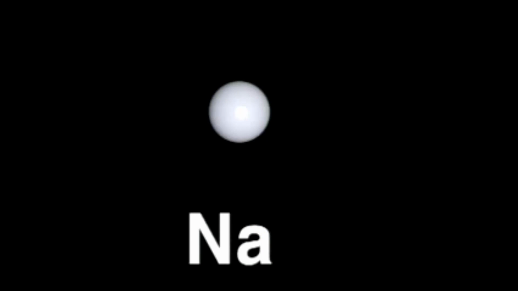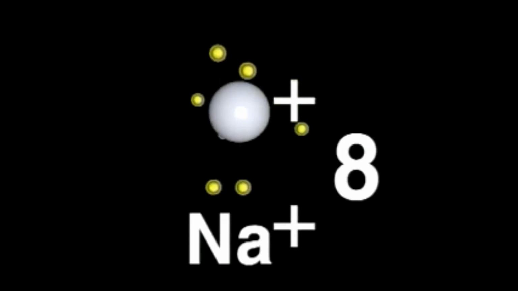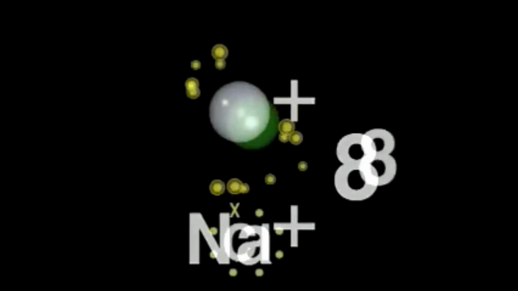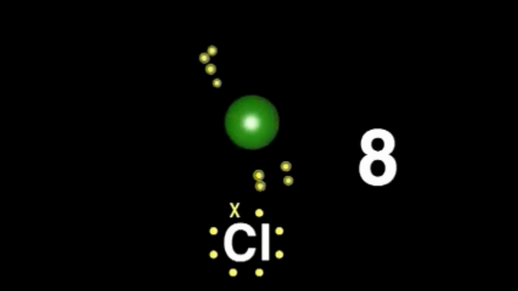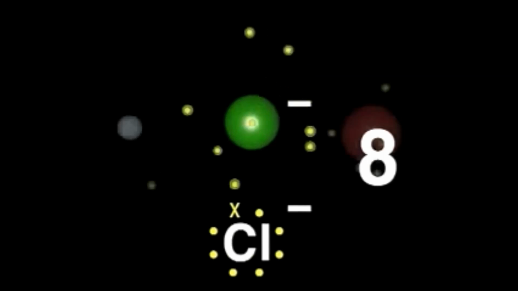The sodium atom loses its only valence electron and becomes a positively charged sodium ion. The energy level below now provides sodium with its stable octet. The extra electron completes a stable octet for chlorine, which becomes a negatively charged chloride ion.